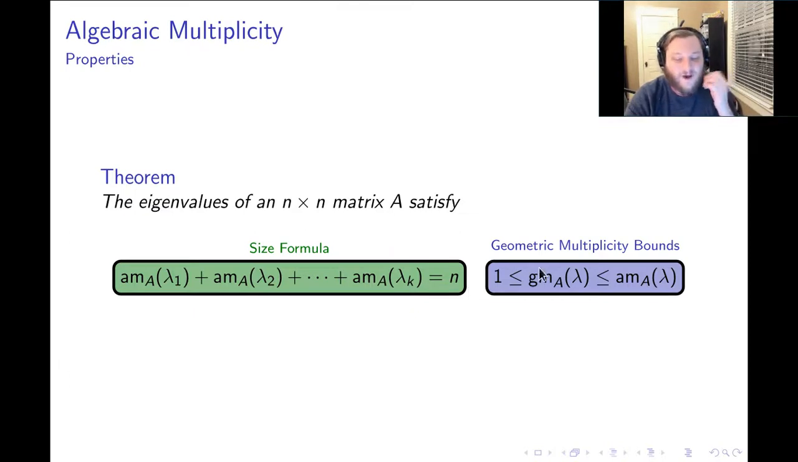We have a comparison that always works. So these are bounds for the geometric multiplicity. 1 is always less than or equal to the geometric multiplicity, which is always less than or equal to the algebraic multiplicity. So the geometric multiplicity can possibly equal the algebraic multiplicity, but it might be less, but it will never be greater than the algebraic multiplicity.